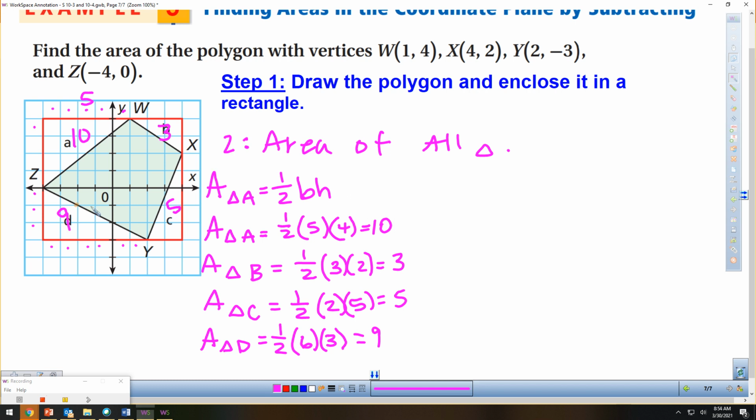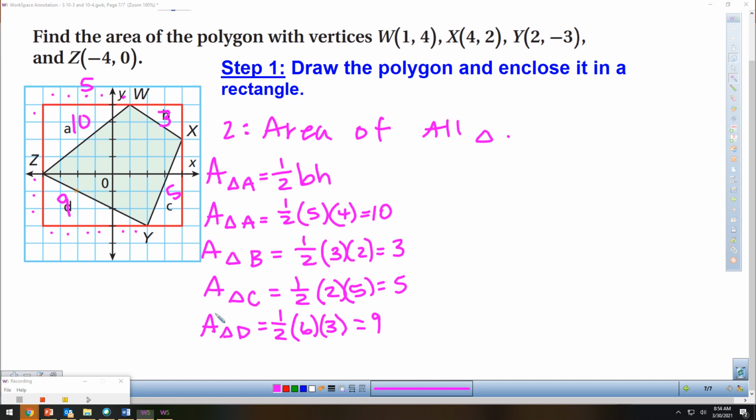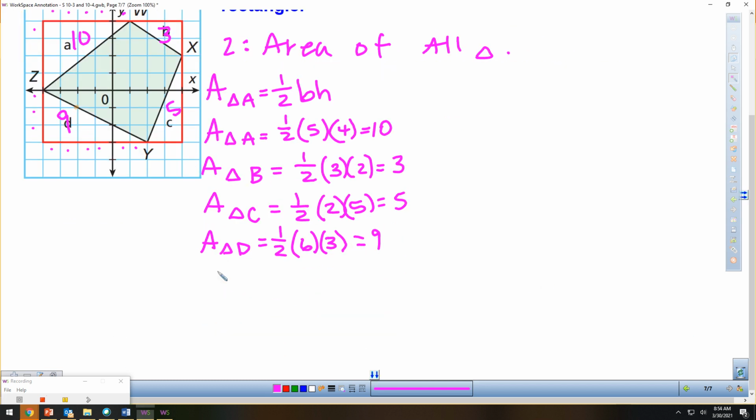So now that I have the area of all these triangles, I'm going to take the area of the rectangle and subtract it from the area of all the triangles. And that's going to give me the area of my green figure. Anybody confused on what I'm doing here? Finding the area of my red figure and subtracting all of these triangles to find my interior. Okay?